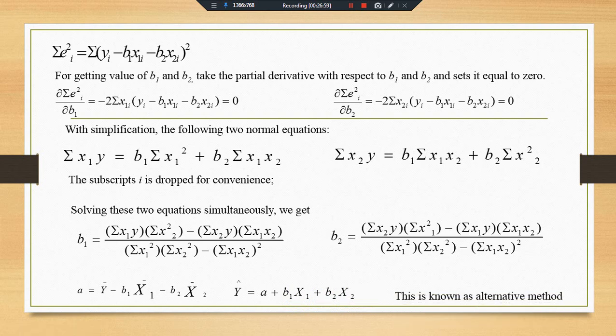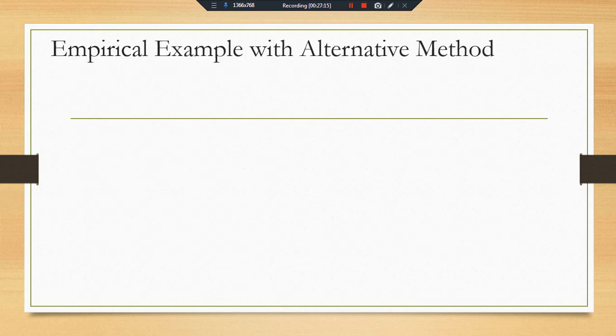This is known as the alternative method. So keep it in mind, you can use this method as an alternative, or you can use the first one for finding the parameters of multiple linear regression. Now we empirically solve the alternative method formulas.